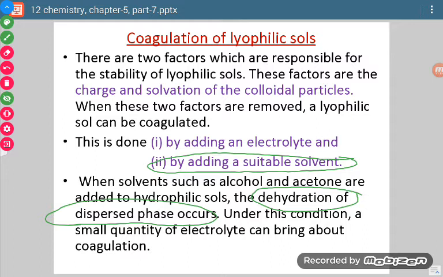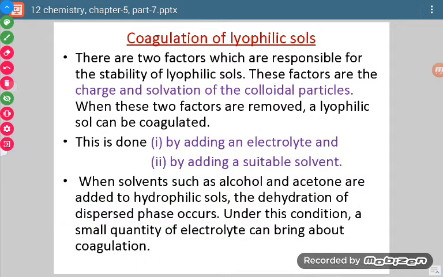Okay. Now once this happens, then we will add an electrolyte. When the electrolyte is added in this condition, then this will bring about the coagulation of the lyophilic sol. Okay. So the only point here is that lyophilic sols are very much stable. So how to coagulate them? This was the topic. Okay.